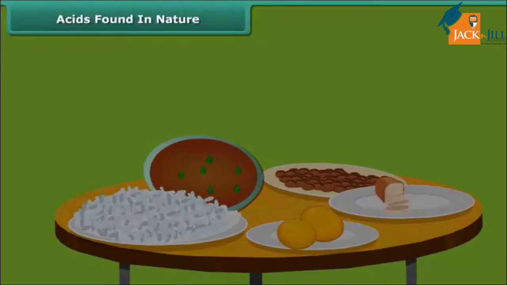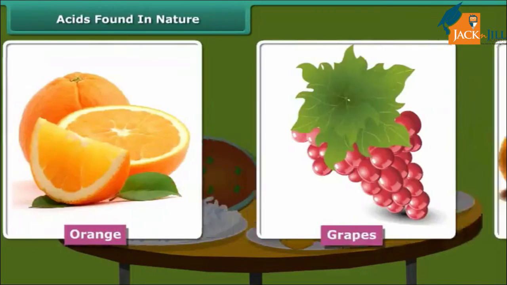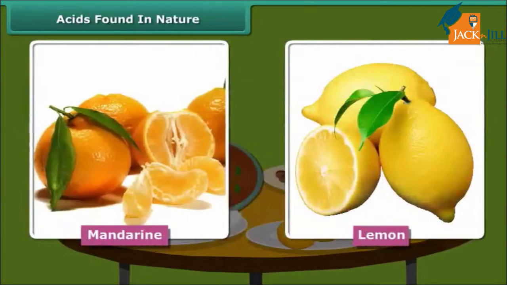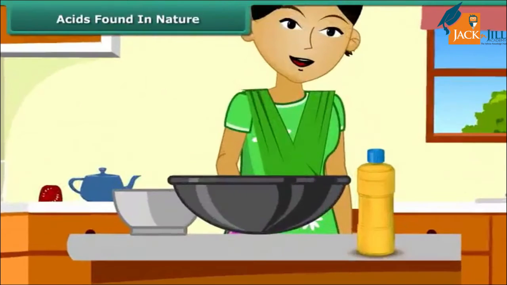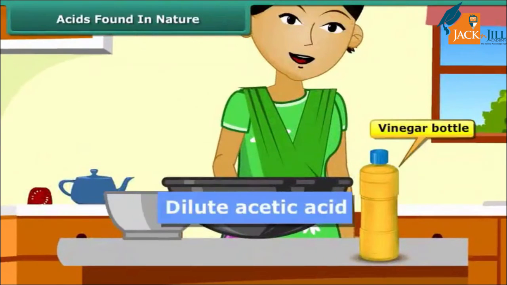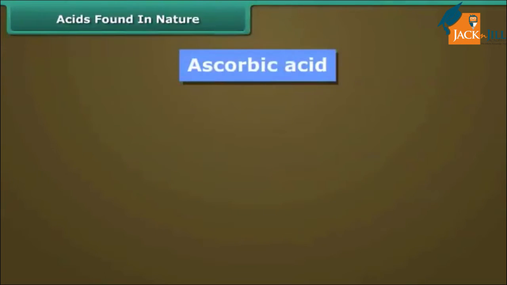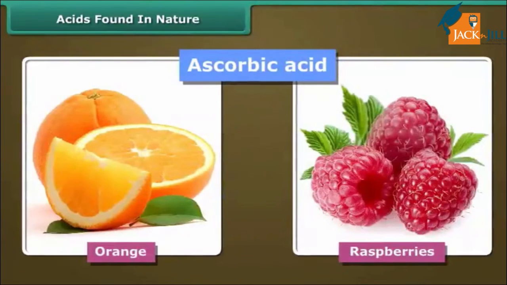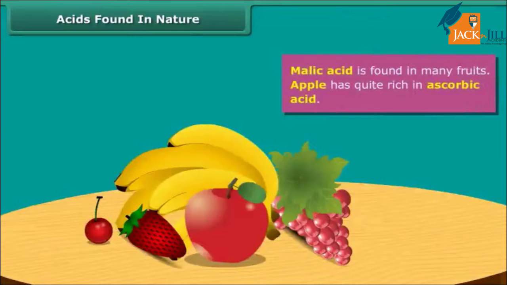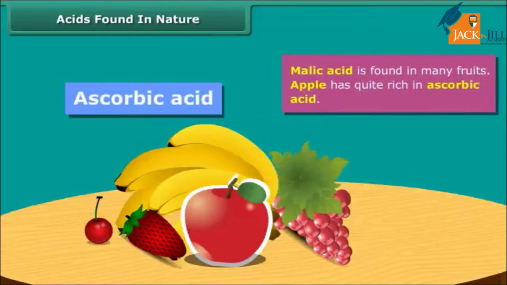Citrus fruits like orange, grapes, mandarin, lemon, etc. contain citric acid. Vinegar found in our kitchen is dilute acetic acid. Ascorbic acid is found in guava, orange, raspberries, etc. Malic acid is found in many fruits. Apple is quite rich in ascorbic acid.